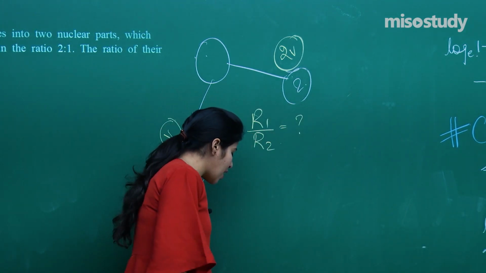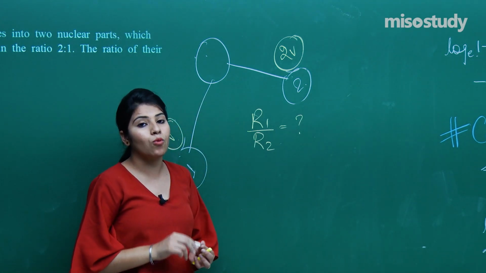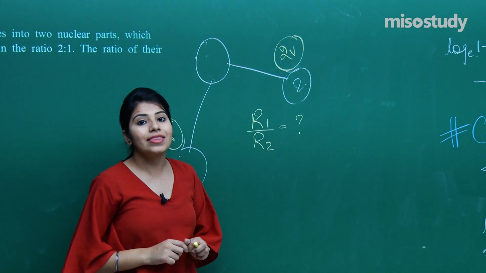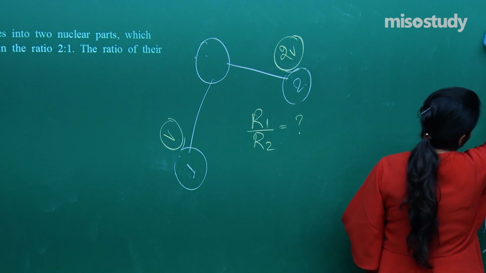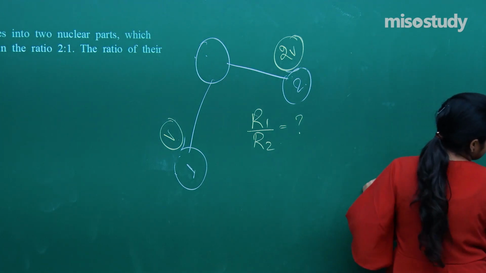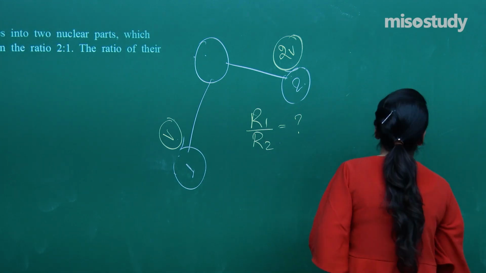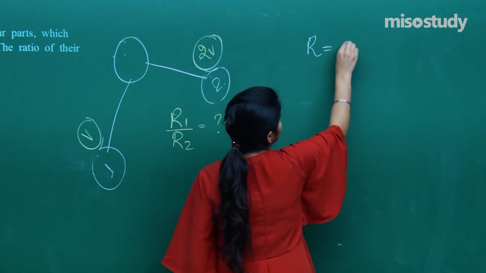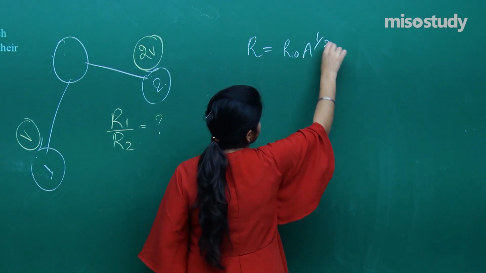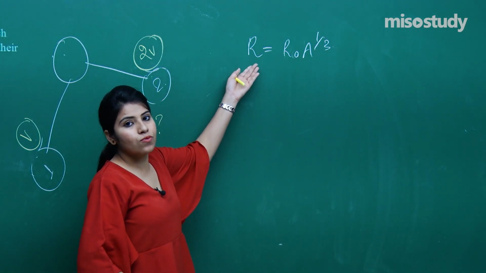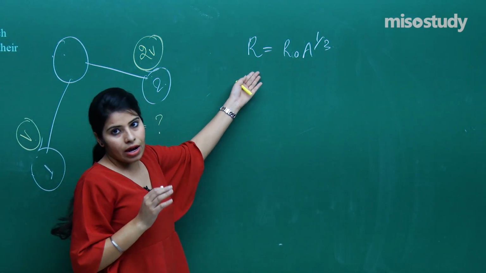Now in the question, if you can see this R1 upon R2, definitely there will be one thing that will be coming to your mind, and that is the formula that we are having with us. Let me just remove it first. The formula that we know is R equals R naught A raised to the power 1 by 3. And if you put these values over here, you can easily find out the R1 and R2.